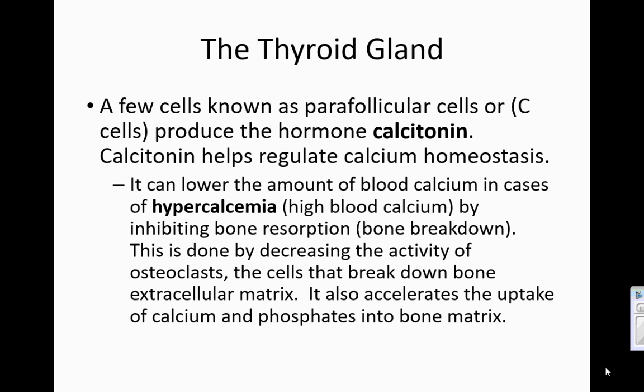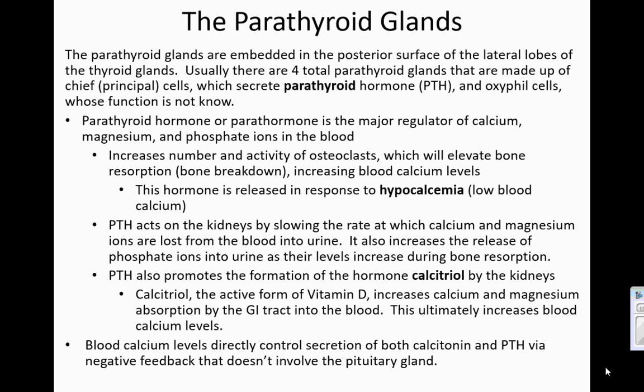At the same time, we also accelerate the uptake of calcium and phosphates into bone matrix, which is actually done by way of cells called osteoblasts. And so we elevate blasts, we inhibit the clasts. Now, we might end up taking too much calcium from our blood, and that would cause a condition called hypocalcemia, which is going to trigger the release of this hormone.